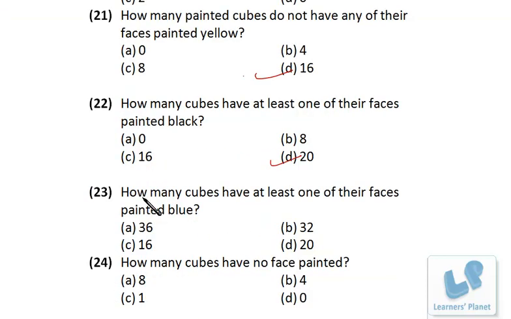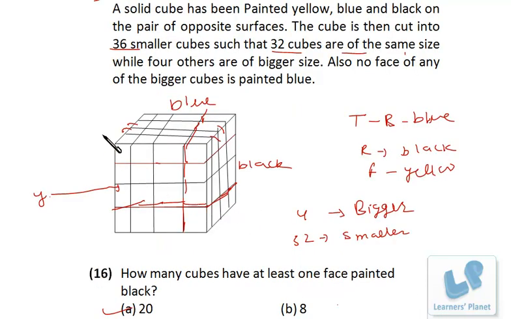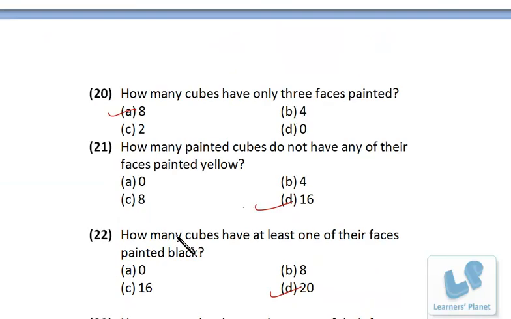Now, how many cubes have at least one of their faces painted blue? Let's see. It's very easy to answer: the entire top layer and the entire bottom layer. So 16 pieces from the top layer and 16 pieces from the bottom layer. In all 32 pieces will be having at least one side as blue. Now why is it happening? Because the remaining 4 bigger pieces don't have blue color, right? So the entire set of top layer and bottom layer is blue. Okay, so in all 32.